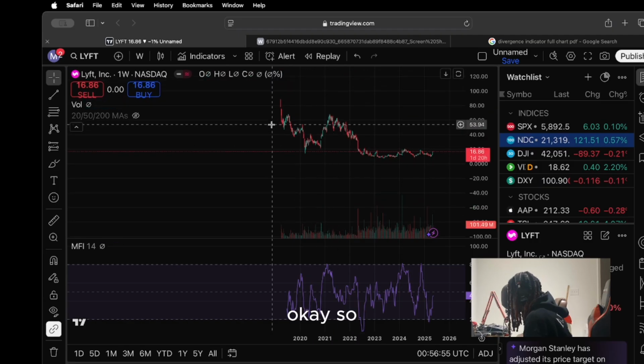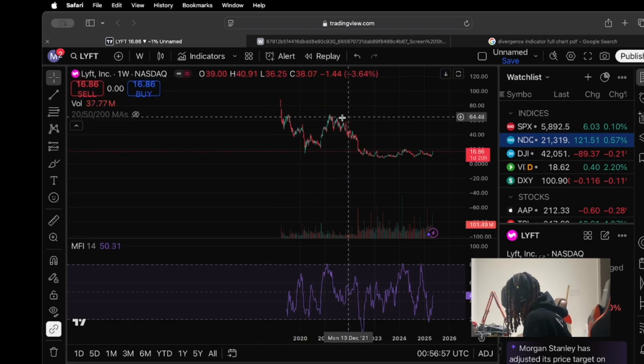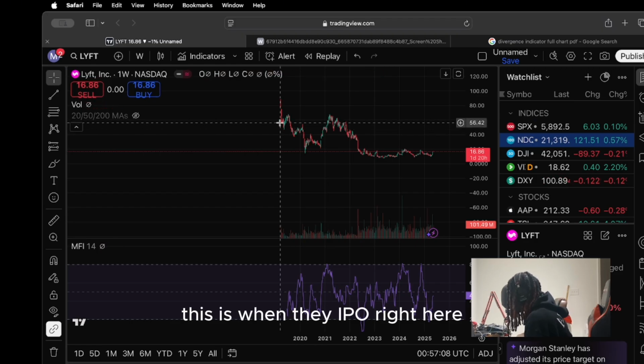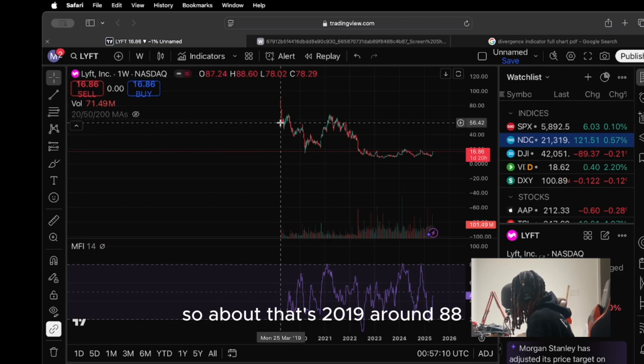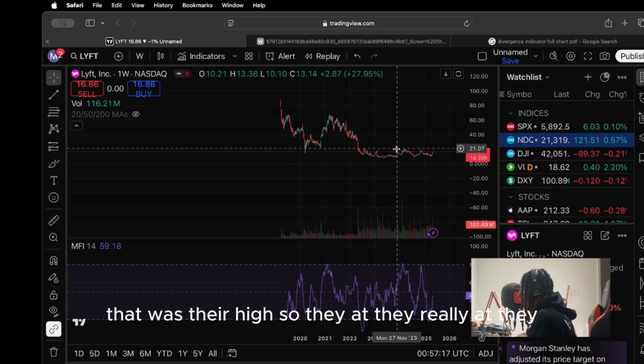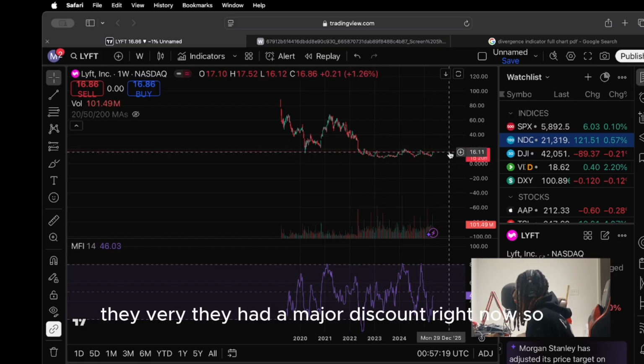Okay, so Lyft is down a lot right now. Previously, it was just 2021. They were at about 66.5. This is when they IPO right here. So that's 2019, around 88. That was their high. So they have a major discount right now.